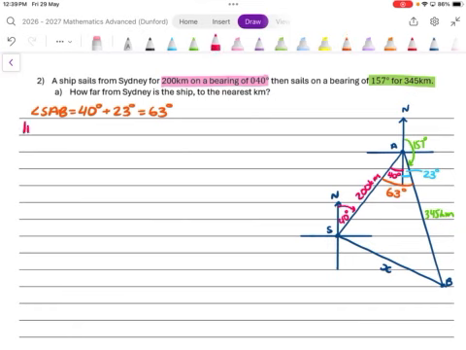So, in triangle SAB, how many sides do we have, known or unknown? They can be known and unknown. 3. Okay, we have our 200, we have our 345, and we have our x. So, we have 3 sides. How many angles do we have? We have 3 sides, and we have, how many angles do we know? 1.